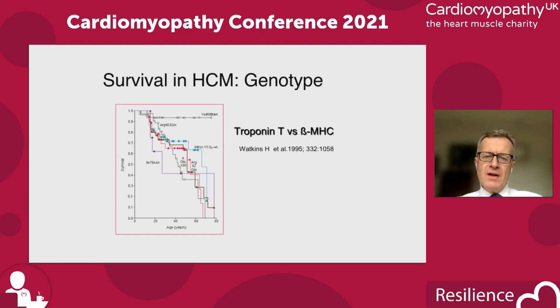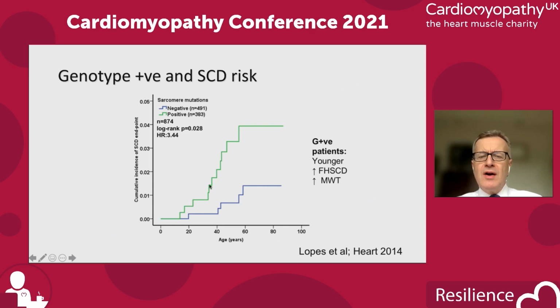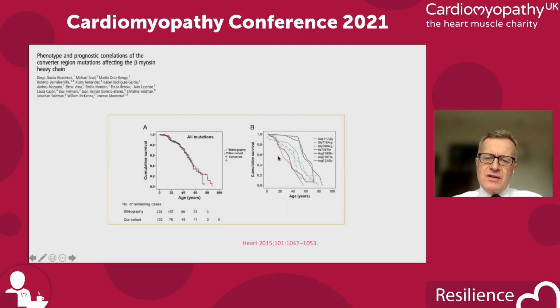This we've known in hypertrophic cardiomyopathy for years. This is a classical study from 1995 by Hugh Watkins showing different survivals for individuals with different genetic mutations. And we know that if you carry a genetic mutation in hypertrophic cardiomyopathy, you've got a higher risk of disease complications. What we're starting to do is to separate these out by individual mutations.